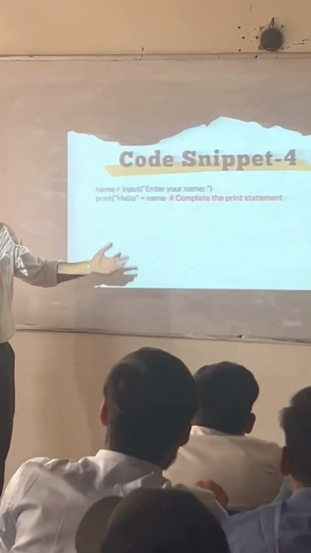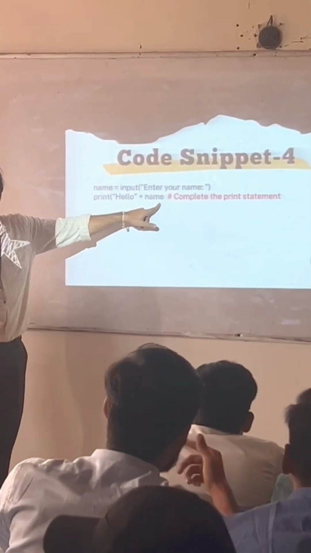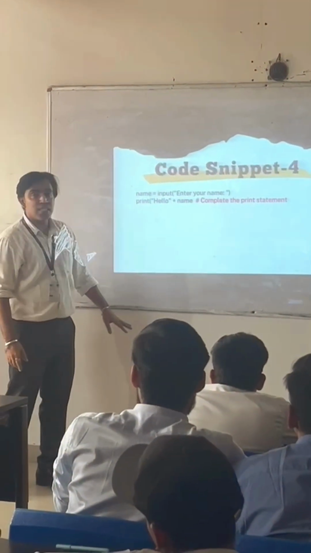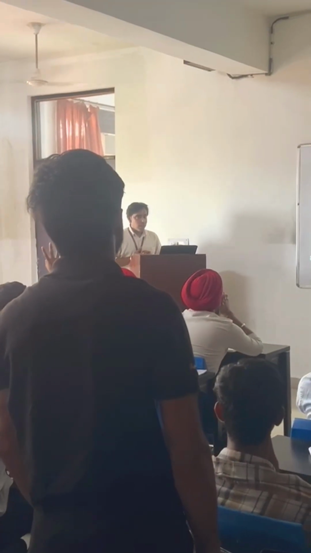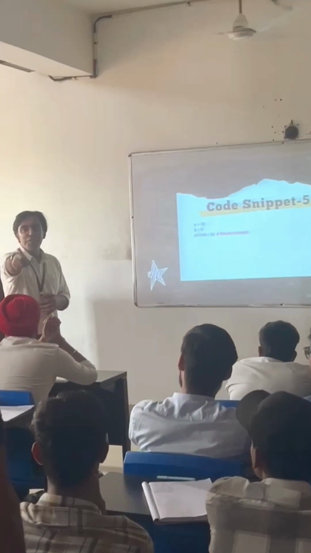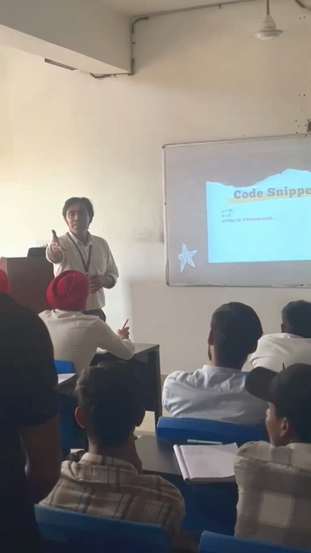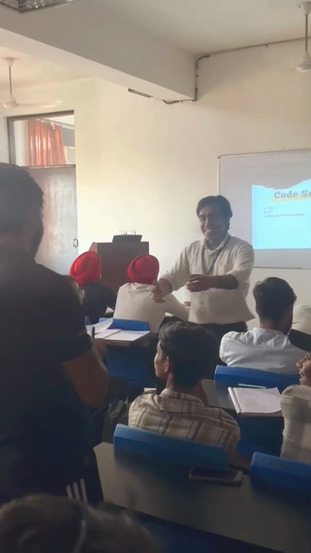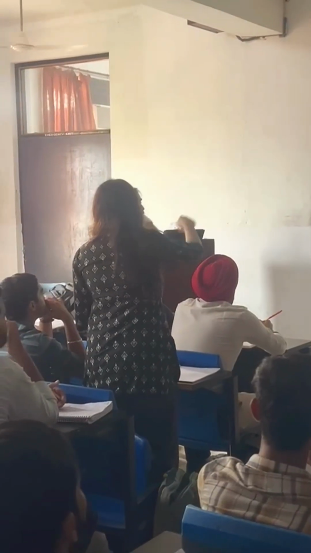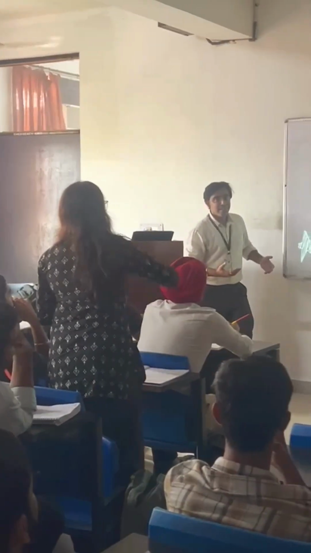Okay, we need to complete the print statement. What should we write now? Sir, the bracket should be closed. Bracket should be closed, nothing else? It cannot be divided by 0. Which error? Zero division. Have you written that over there? Yes, sir. Let me verify it. Okay. How? Where?